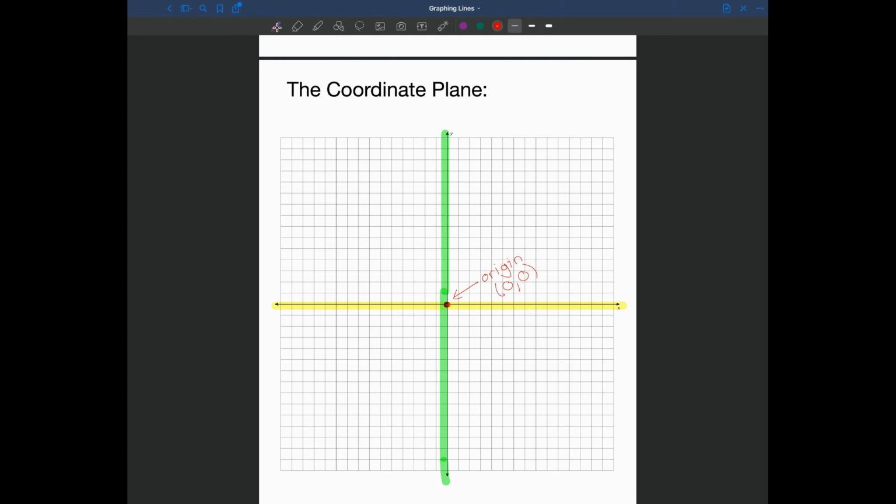Anytime that we are graphing points, our points are always in the form x, y. X is always first, just like in the alphabet. So we have our points, x, y. We have our 4 quadrants, we have our origin, and we have our 2 axes.